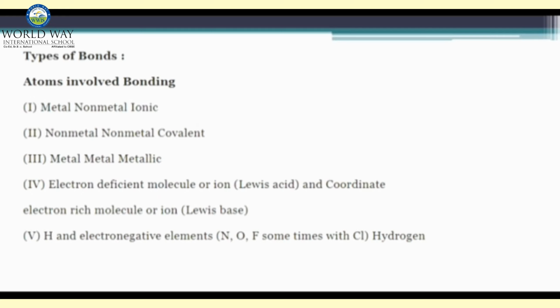So let us understand the types of bonds. The atoms are involved in the bond formation. These bonds can be: metal and non-metal, ionic bond; non-metal and non-metal, covalent bond; metal and metal, metallic bond; electron deficient molecule or coordinate bond; or hydrogen and electronegative elements such as fluorine, oxygen, and nitrogen, specifically called hydrogen bonds.